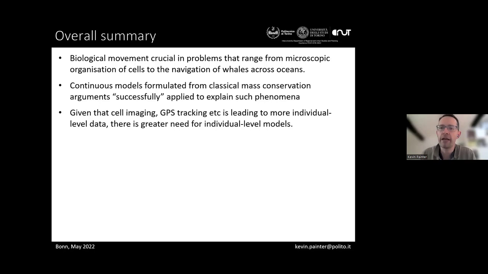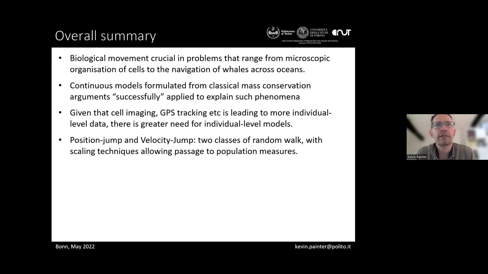And there are actually various models for doing that. But what I've concentrated on in these lectures is the idea of using random walk type descriptions. In particular, introducing these two commonly used models, the position jump and velocity jump random walk models, in order to do that. And then showing how from those models, we can use various scaling techniques to allow a passage to recapture those population level measures.